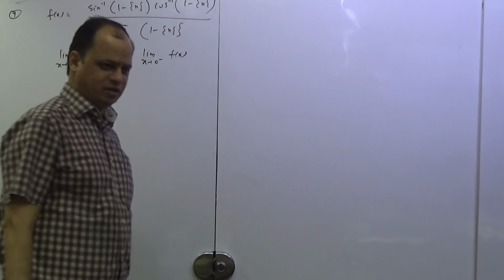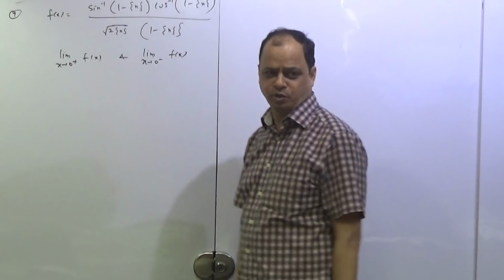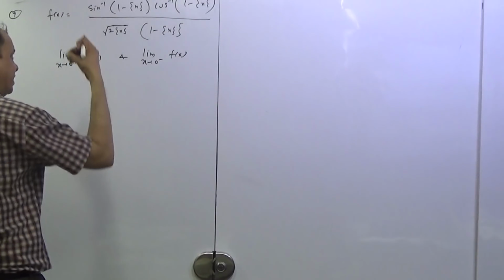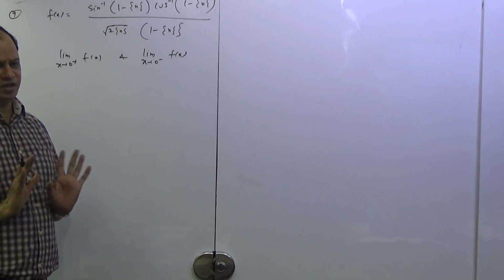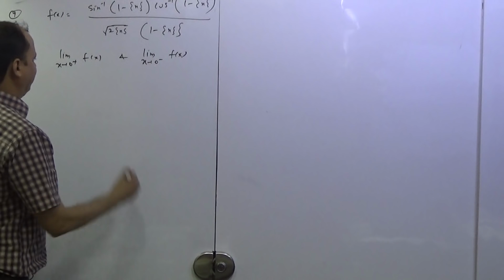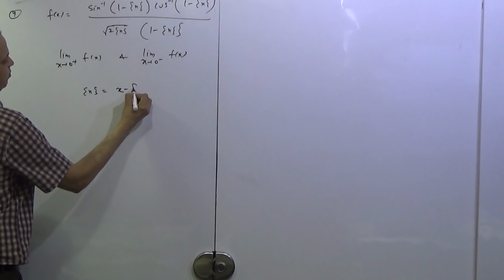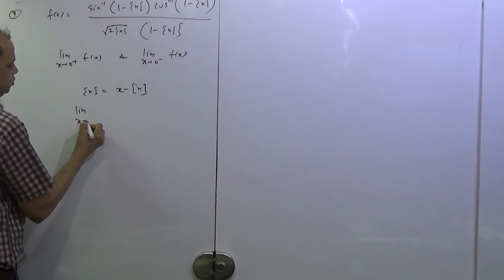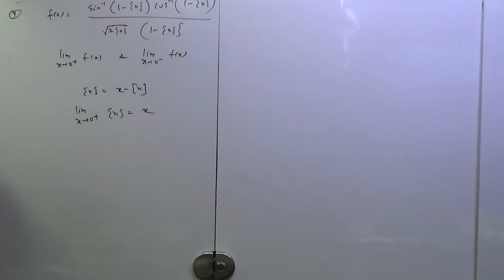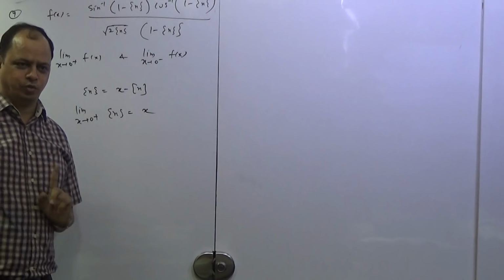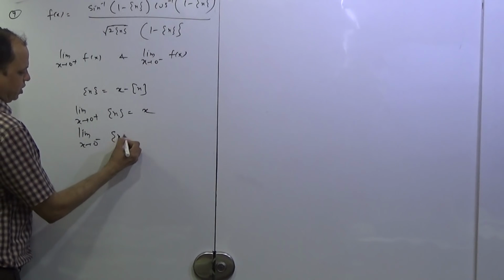I will suggest one thing here. Whenever you see fractional part of x and you are stuck at a problem, you should always resolve it into x and box x, in case of limits at least. So I will write fractional part of x is equal to x minus box x. Now for the limit as x tends to 0 plus, fractional part of x becomes x only, because box of 0 plus is exactly 0. And for the limit as x tends to 0 minus, what is the fractional part of x?